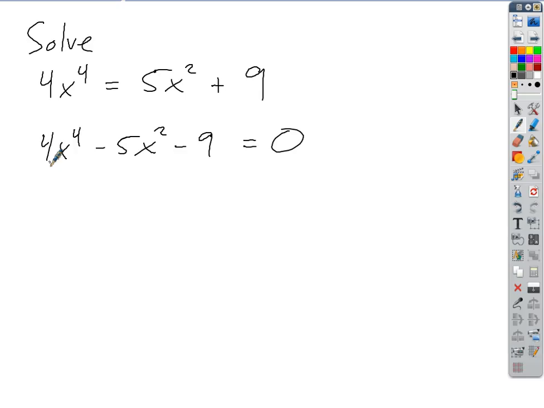Well, okay, so let's regroup it first. Good idea. Let's think of this. Let's break this x to the fourth up and make it an x squared squared.